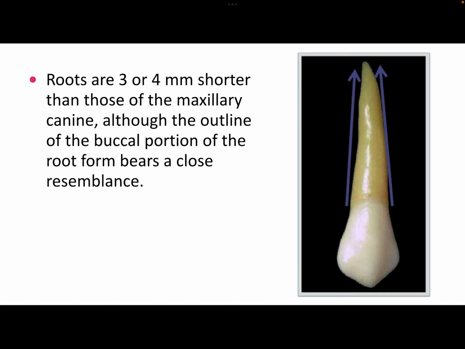Next, about the root. The root dimension is 3 or 4 mm shorter than those found on the maxillary canines. For the maxillary canine that was around 17 mm, but for maxillary first premolars it is around 14 mm. Although the outline of the buccal portion of the root form bears a close resemblance to that of maxillary canines.